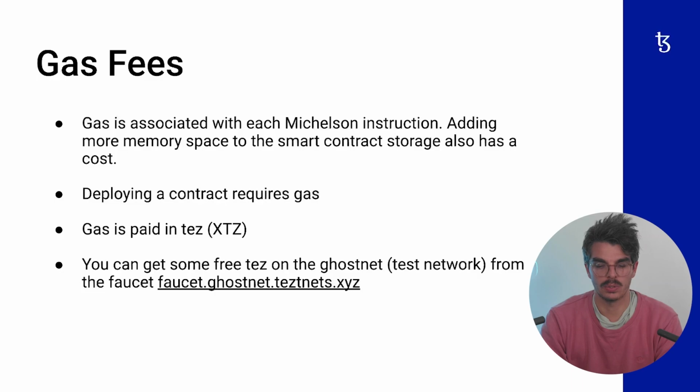Also, if your smart contract uses more and more storage, you will also have to pay a fee for that as well, which is called a burn fee. So deploying a contract requires gas and also requires a storage fee. And that is the burn fee that you saw me adding when I was originating the contracts. On Ghostnet, as we know, Tez is free to acquire, so I can originate as many smart contracts as I want, and it won't actually cost me anything. But if I was deploying to mainnet, I would have to acquire real-world Tez, which would cost real-world money to be able to originate those contracts.